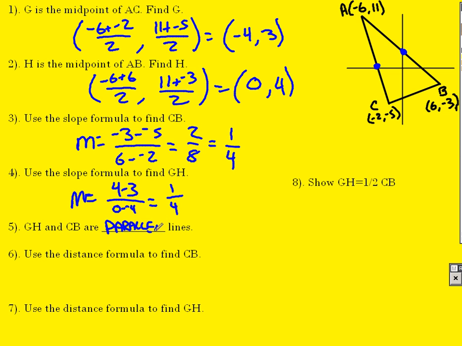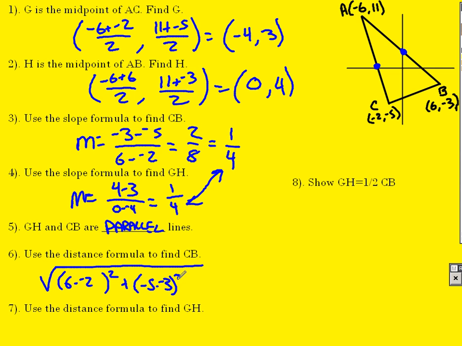That's all you need to say there, but you need to understand why. It's because those two are the same. Now, last part is the distance formula for each. For CB, again, using points C and B, using the distance formula, I'm going to subtract the x values, so 6 minus negative 2, and I square it. Then I subtract the y values, so it should be negative 5 minus negative 3 squared.